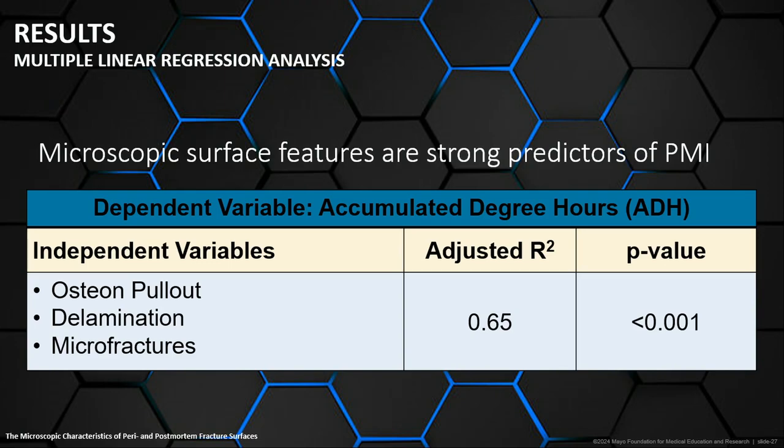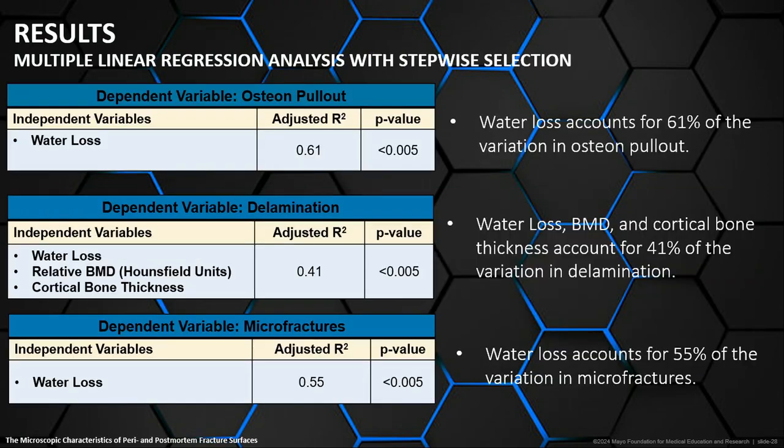Okay, so if we look at all of the variables that we mentioned that affect the biomechanical integrity of bone, we throw them into a regression model and do stepwise selection and see which ones are accounting for the variation in each one of those features. The one that comes out in every single model is water loss.